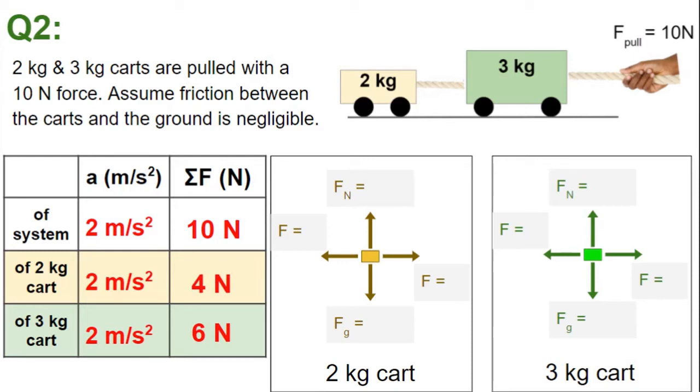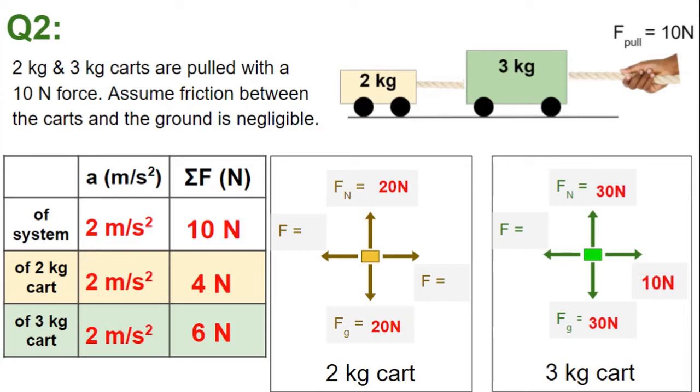Let's look at the individual forces on the carts. On the force diagrams, nothing has changed about the forces of gravity or the normal forces. They will still be 20 newtons and 30 newtons respectively. The applied force, the pull force, is now applied to our green 3 kilogram cart, so we'll fill that in next, a 10 Newton force pulling to the right.